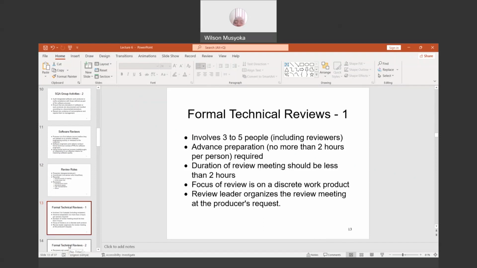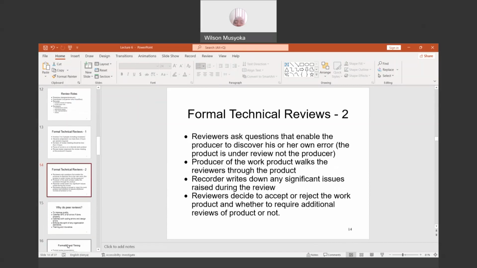So whenever the software developer has requested a review, the review leader will always organize that meeting, and it happens. Then reviewers are going to ask questions that enable the producer, or the software developer, to discover his or her own error. The product is under review, not the producer. That is what you need to note.